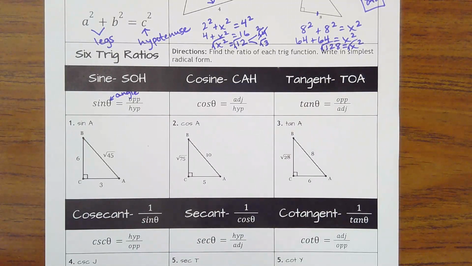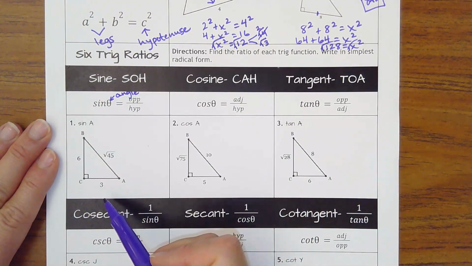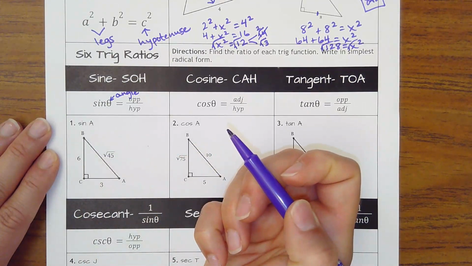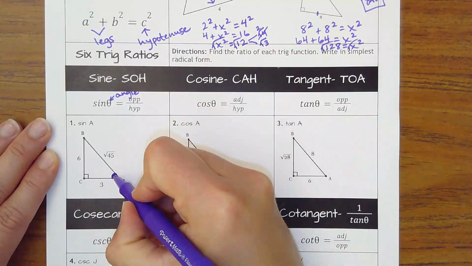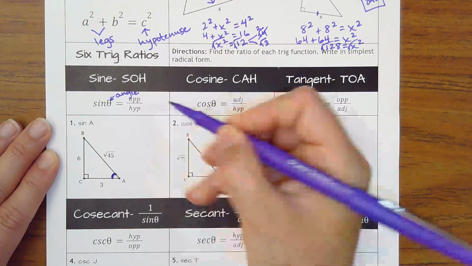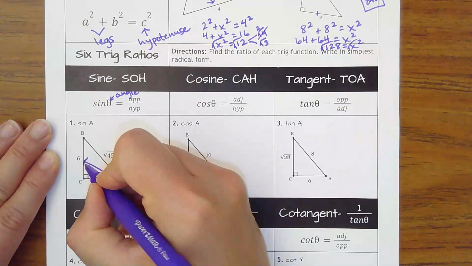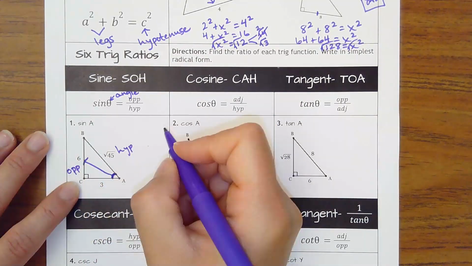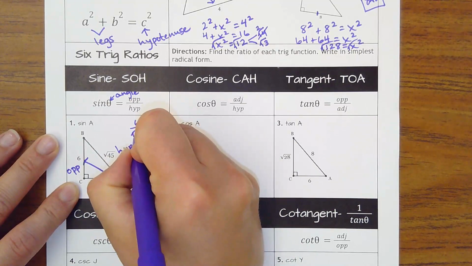So in this problem, I don't have to do Pythagorean theorem. But if you were ever missing a leg, you could, of course, do that to then use your ratio. But this first one says sine of A. That means I'm looking from this angle. So picture standing here, and I want the opposite over the hypotenuse from this angle. So opposite would be here, and then this would be my hypotenuse. So it would be 6 over square root of 45.